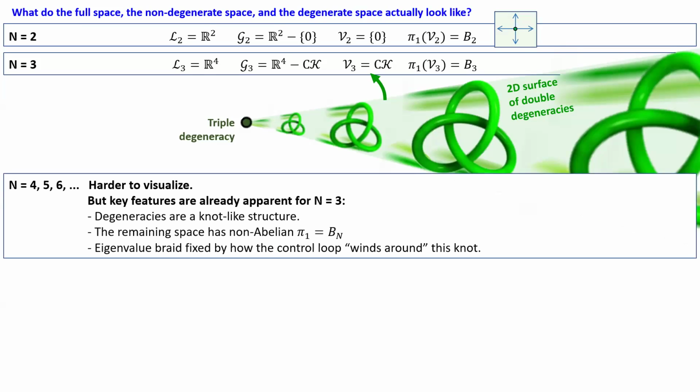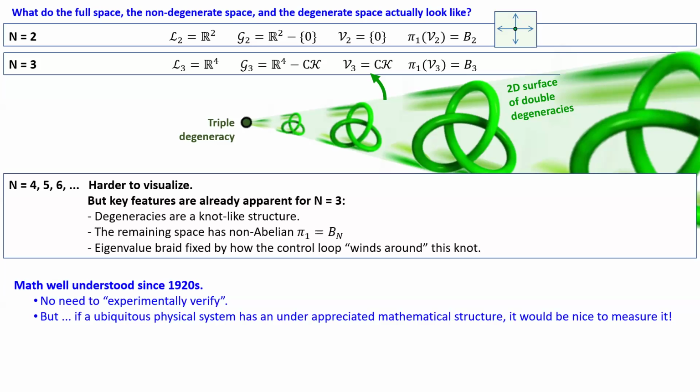We could keep going, but I promise not to for 3 reasons. 1, I don't know what anything else looks like. 2, you probably don't want to hear any more about this. And 3, all the key features in higher orders are already apparent here. In general, the degeneracies for these higher orders will be some kind of knot-like structure. The space around the degeneracies will have as its fundamental group the non-abelian braid group over n elements. And when you go around a loop, your eigenvalues will form a braid determined by how the control loop winds around this knot.